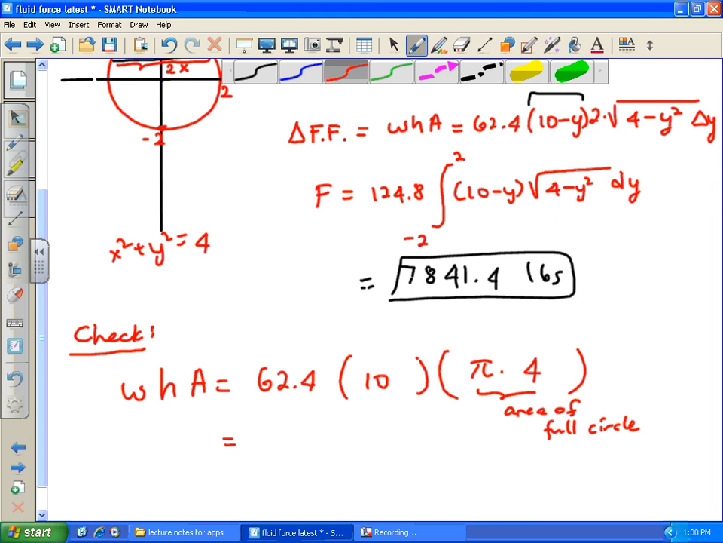So this is a different approach. If you can easily find the center of mass of your region, you can assume the entire plate as if it's just existing at that point of center of mass. Then you can use the constant depth problem, which is a simple multiplication of three quantities. So let's just do 62.4 times 10, of course that was easy, times 4 pi. Do we get the same exact answer? 7,841.4.